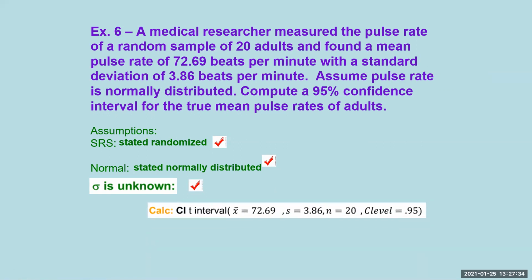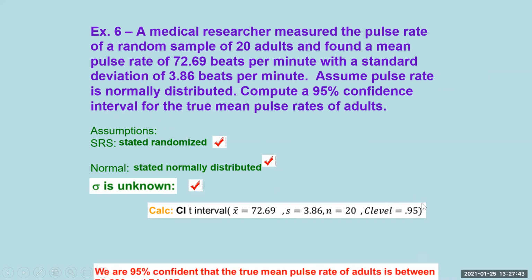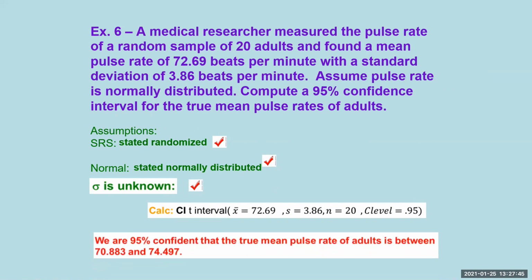Again, you can either use the formula equation, or if you're using calculator, CI T interval, write out exactly everything the calculator asks for. And you are not done until you write a sentence. We are 95% confident that the true mean pulse rate of adults is between 70.883 and 74.497.